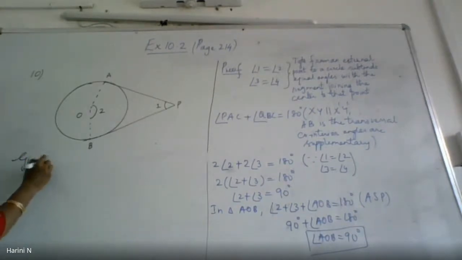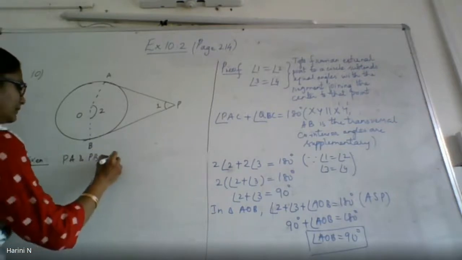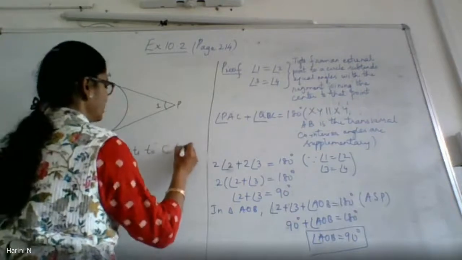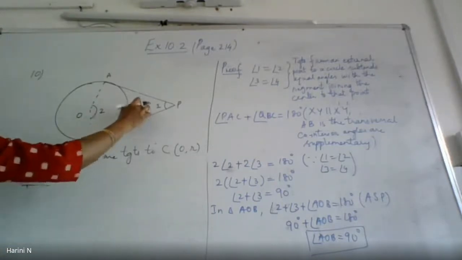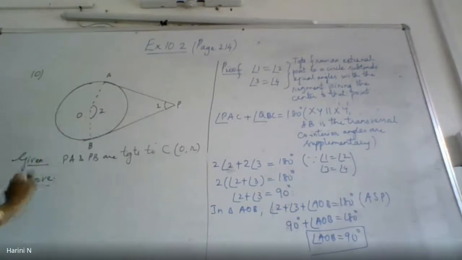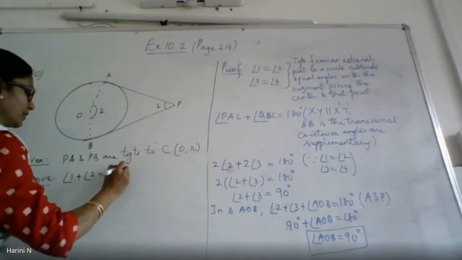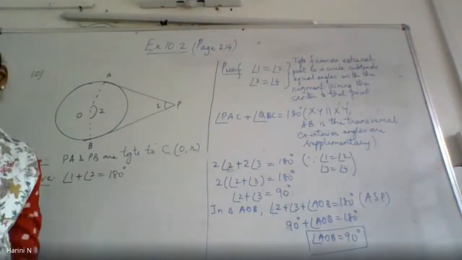Given: PA and PB are tangents to the circle with center O and radius some r. To prove that the angle between the tangents and the angle between the segments OA and OB are supplementary. That means we have to show angle 1 plus angle 2 is equal to 180 degrees. Now how will you do this?